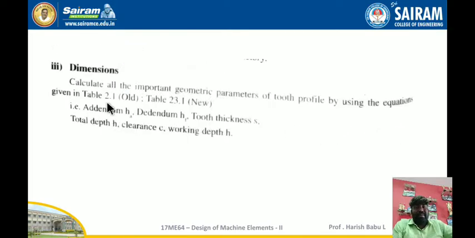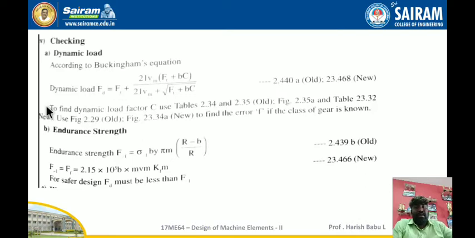The third step will be calculating the dimensions. Again you have to go to table 23.1 and calculate all the dimensions of the gear. Coming to the dynamic load, according to Buckingham's equation, dynamic load Fd is equal to Ft plus 21 Vm multiplied by (Ft plus bC), divided by 21 Vm plus root of (Ft plus bC). Again C, the dynamic load factor, you have to take from table 23.32 with the help of figure 23.4 or 23.5.